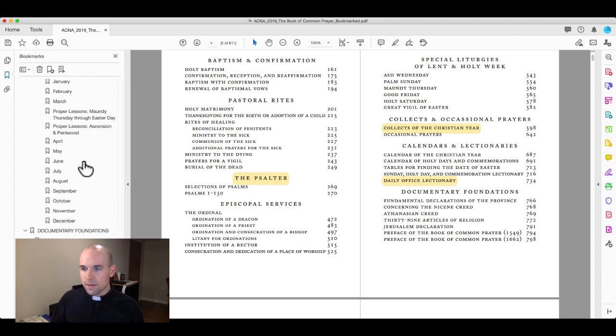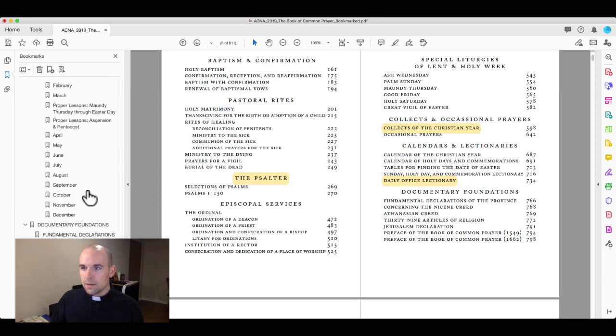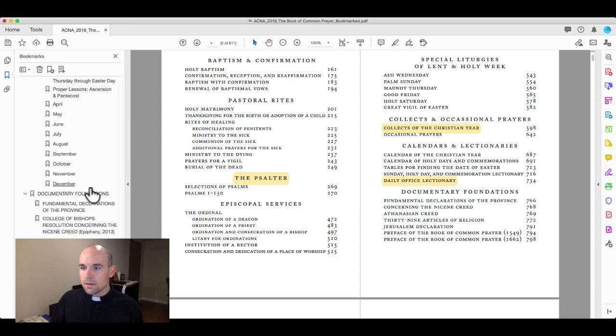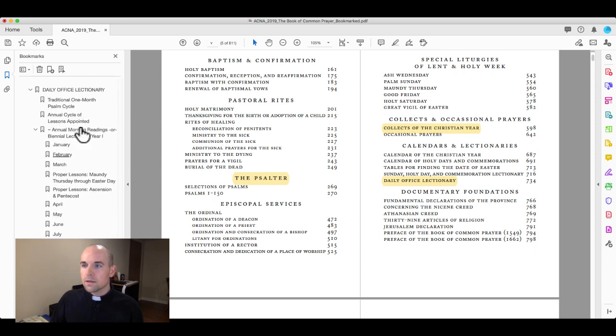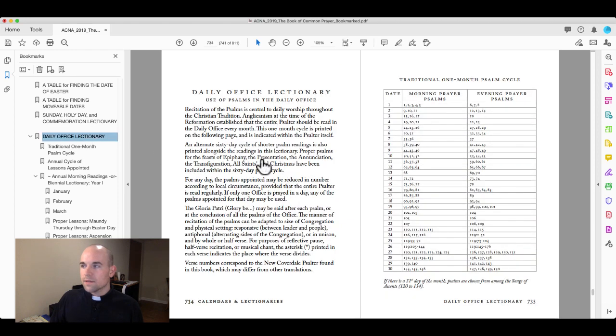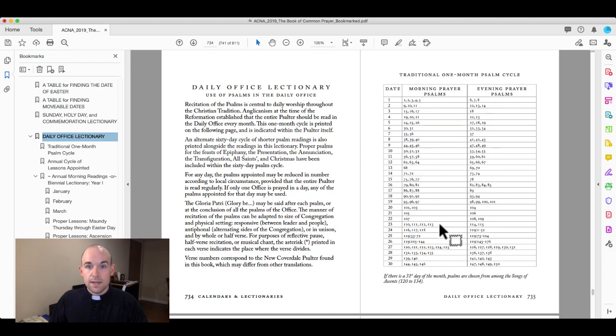I'll jump down. I've got all my bookmarks here. Okay, so let's pop to the daily office lectionary. If you go to page 734 in the ACNA's prayer book, it starts off by giving you a 1-month cycle of Psalms. If you want to work your way through the entire book of Psalms every month, then you can follow along as indicated here.